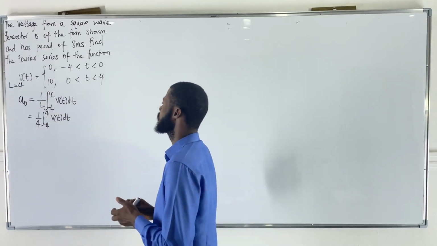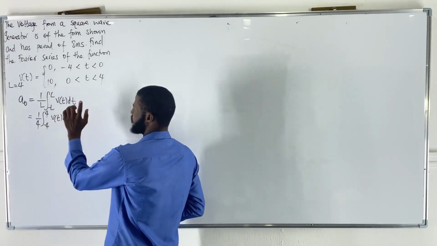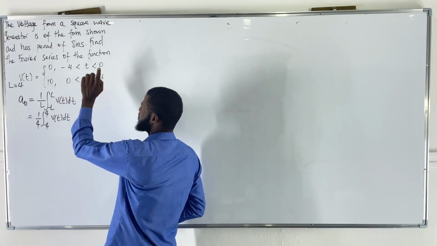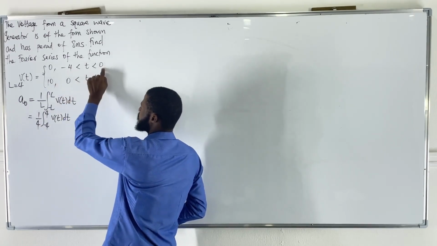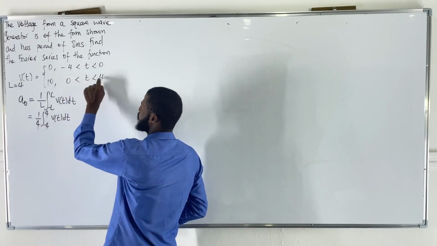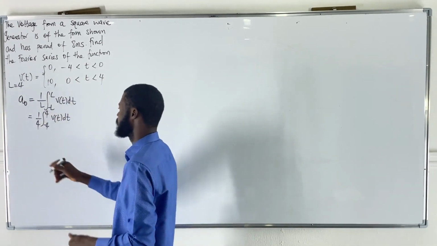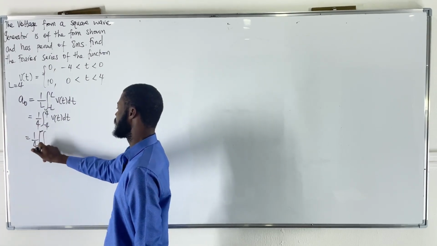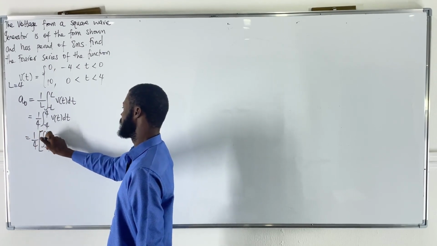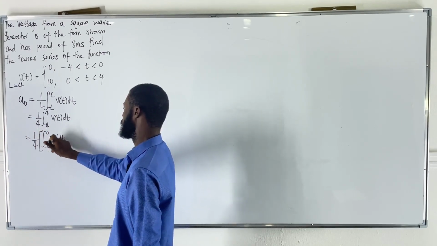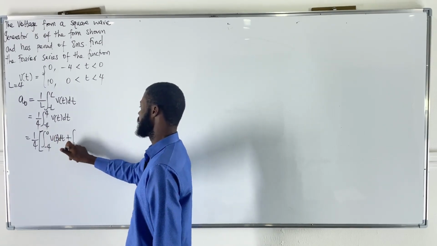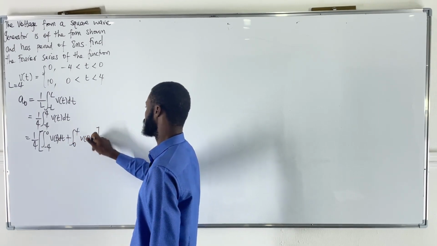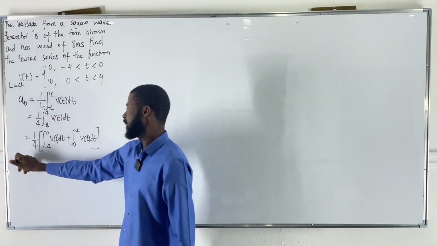Another thing you need to know is there is no single function value from minus 4 to 4. Instead, they broke it down, minus 4 to 0, and then 0 to 4. So we're going to break ours down too. We're going to say this is 1 over 4, then integral from minus 4 to 0, V of t dt, plus the integral from 0 to 4, V of t dt. So this is what we're going to have. And let's put in our values.